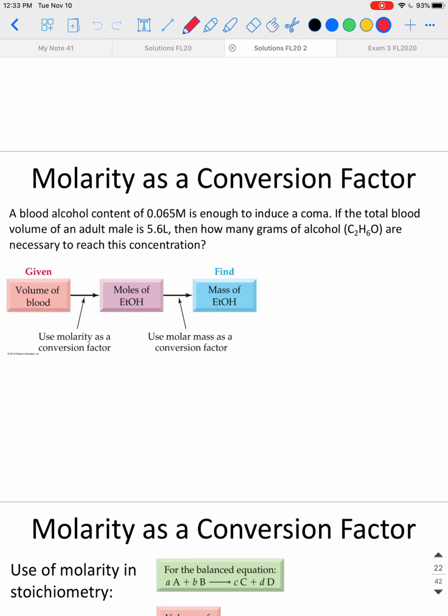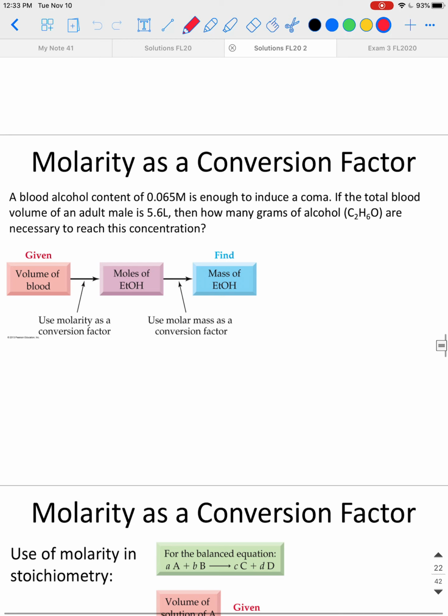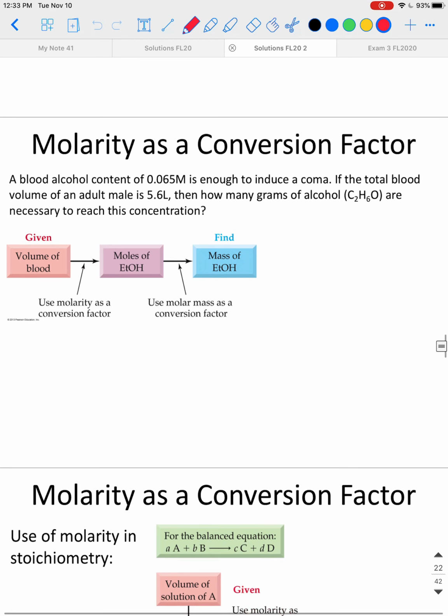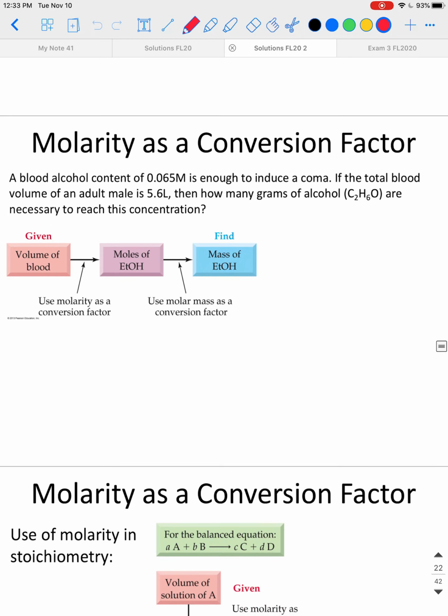Okay, in our next video for Chapter 9, we're going to talk about how to use concentration or molarity as a conversion factor in a word problem. You can for sure bet 100% there will be a problem like this on the exam. Similar to what we did back in Chapter 6 with molar mass and mole-to-mole ratios, I'm going to give you a diagram that shows you step by step how to solve these problems.